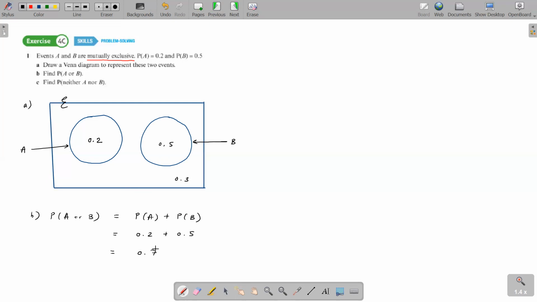Agreed? Is that okay? Part C, probability neither A nor B. I don't want A, I don't want B. So what's the part outside both A and B? That's the part outside the circle, right? So that's the 0.3, or 1 minus the 0.7. That's 0.3, right? So I think this is pretty clear. Okay, so we'll move on to some more questions.